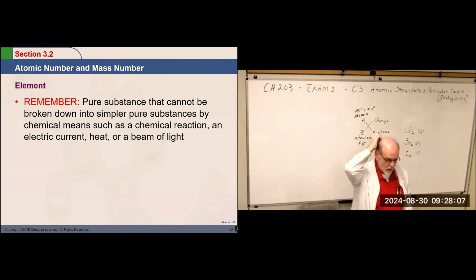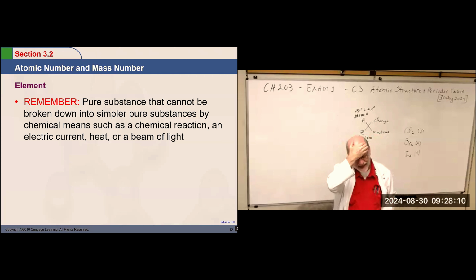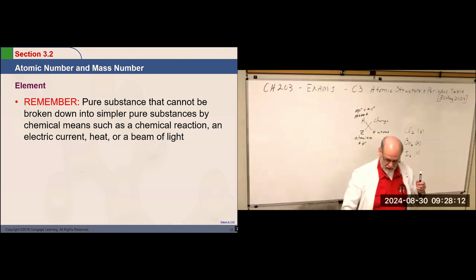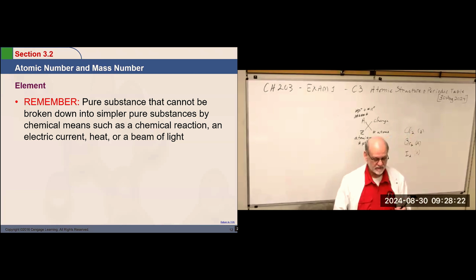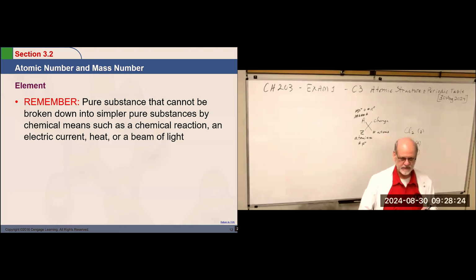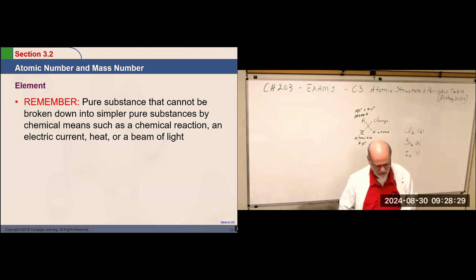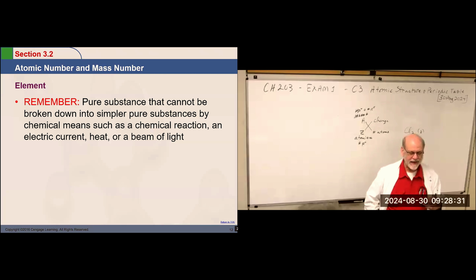All right, elements are pure substances. That is, their identity cannot be reduced any further by physical or chemical means. You can't separate an element from itself. Yes, that's one way to put it. And every element is composed of similar atoms. I say similar because they're always isotopes, but they all have the same number of protons.